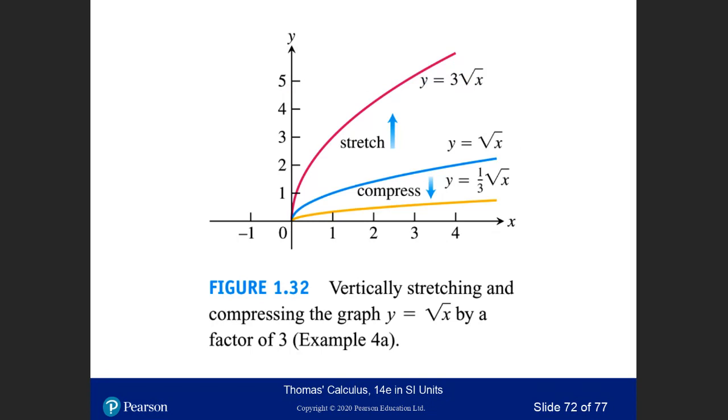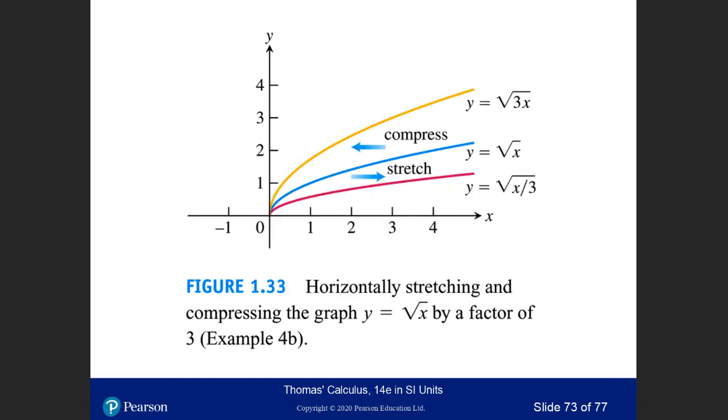Let's see pictorially what this does. Okay, so you have y is equal to square root of x here. That's our function. When I multiply by 3, this goes like this. So you're stretching it vertically because y becomes bigger. Now, if you divide by 3, then you compress it toward the x-axis. That's compressing by a factor of 3. That's vertical stretching and compressing.